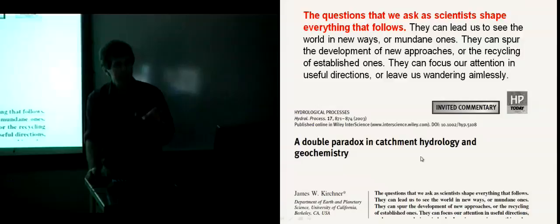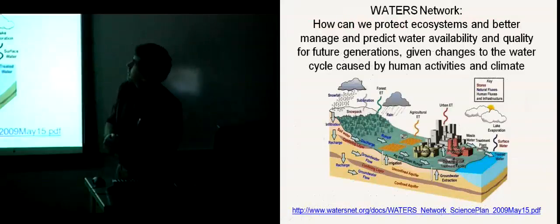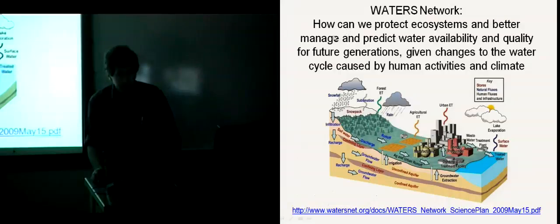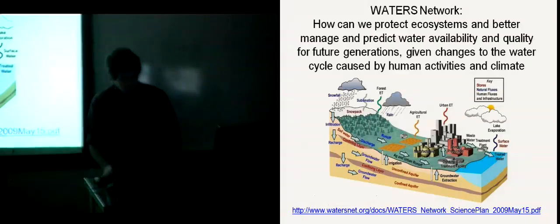It's only 4 pages. It gets into some of the paradoxes in catchment hydrology and geochemistry, but the philosophy it gives is wonderful. So in terms of one of the questions, this is the question that the now-discontinued Waters Network framed: How can we protect ecosystems and better manage and predict water availability and quality for future generations? That's a real broad, sweeping, overarching question. Perhaps it was too broad, and that perhaps kept that program from getting the success and focus it might have, except that the Waters Network science plan was significantly relied upon in writing the Water Sustainability and Climate call for proposals, which we responded to. So there's a significant history there.